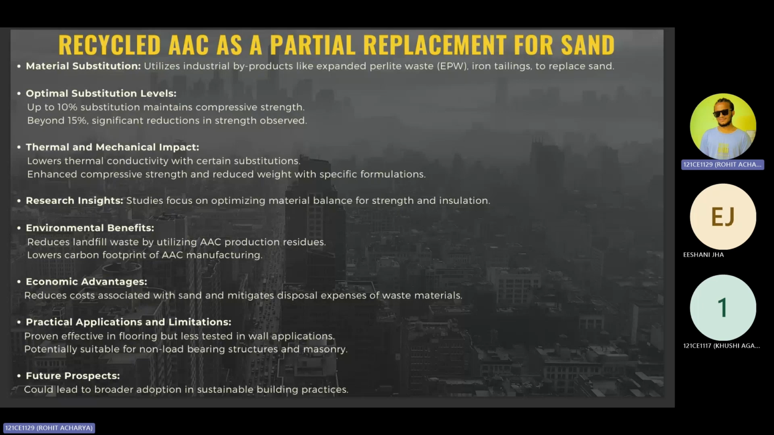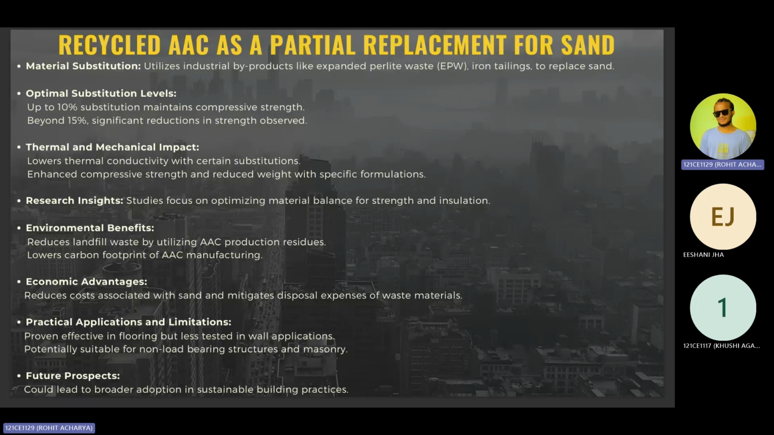Now, talking about the environmental benefits of recycled AAC. Using recycled materials reduces landfill waste and also cuts the carbon footprint of AAC, which is the main motto of sustainability. Economically as well, it decreases the cost related to sand procurement and waste management.